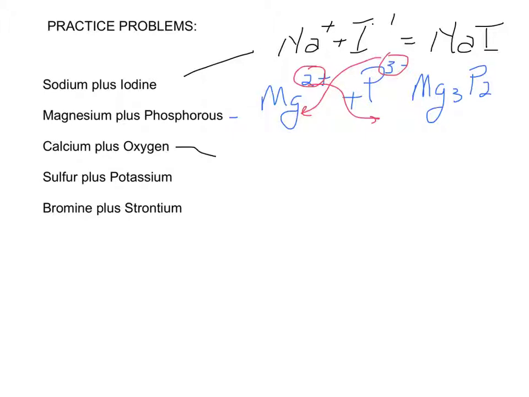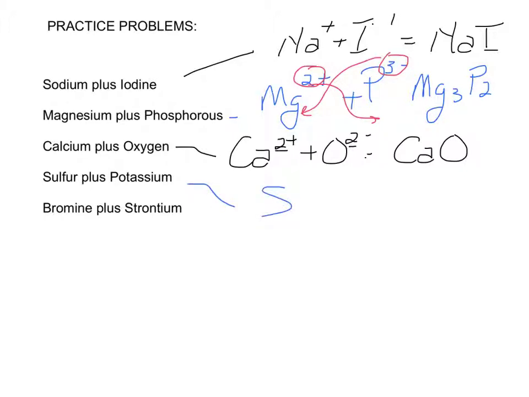Calcium plus oxygen. Calcium has a 2 plus charge. Oxygen has a 2 minus charge. Those are both going to cancel each other out, so I just write down calcium oxide.